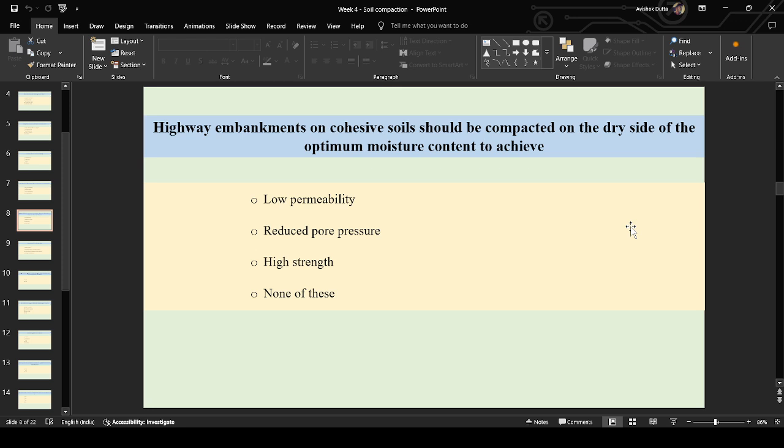In this question, someone can say that more than one option can often be correct. But I have asked, what is the main motive behind compacting the cohesive soils for embankments on the dry side of the optimum moisture content? What is the main parameter that we want to achieve? Okay.